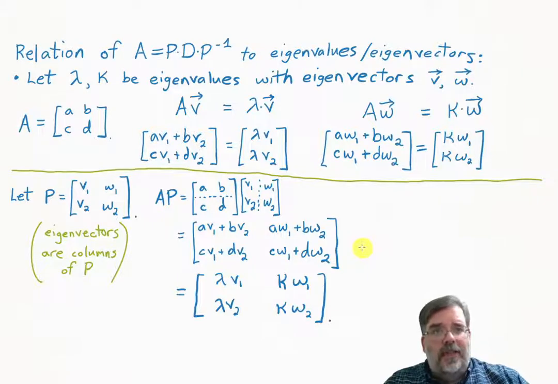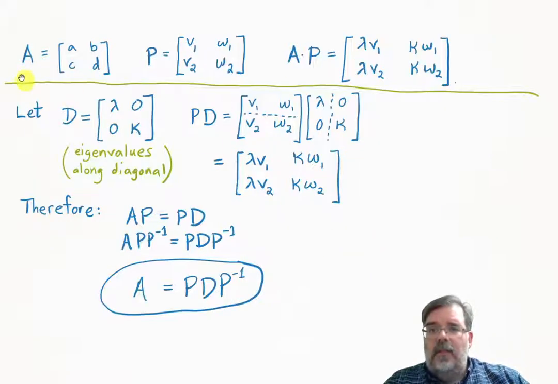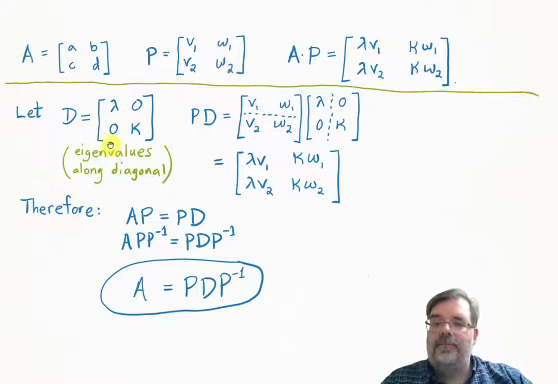Now, let's turn our attention to the matrix D. I'm recording that information here for future reference. The matrix D will be constructed by using the eigenvalues along the diagonal. And the order is important too. The first diagonal eigenvalue should correspond to the eigenvector used for the first column. The second eigenvalue, the one in the lower right, should correspond to the eigenvector forming the second column here.